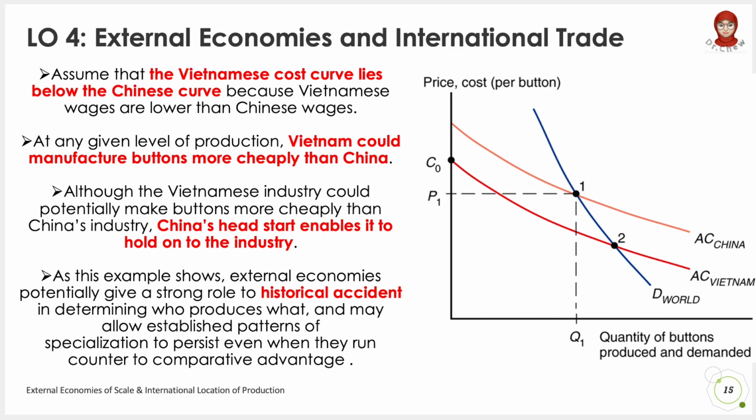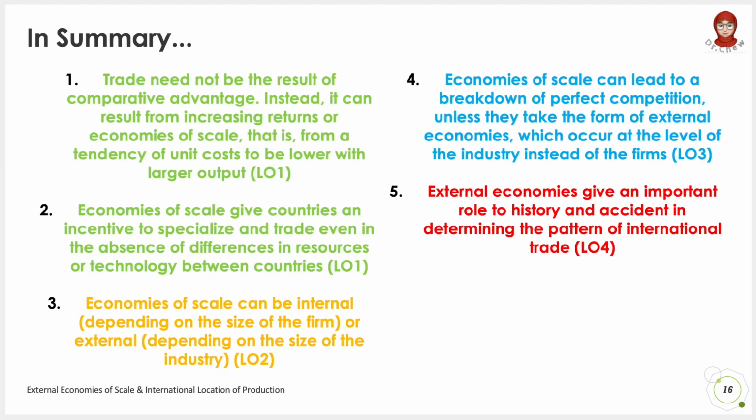As this example shows, external economies potentially give a strong role to historical accidents in determining who produces what, and may allow established patterns of specialization to persist even when they run counter to comparative advantage. In summary, trade need not be the result of comparative advantage. Instead, it can result from increasing returns or economies of scale, that is, from a tendency of unit cost to be lower with larger output.